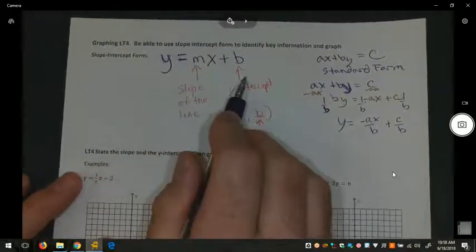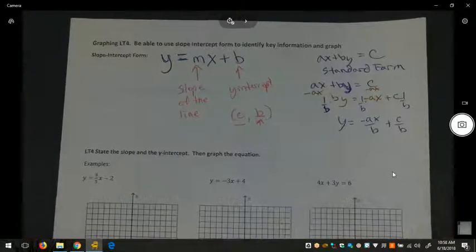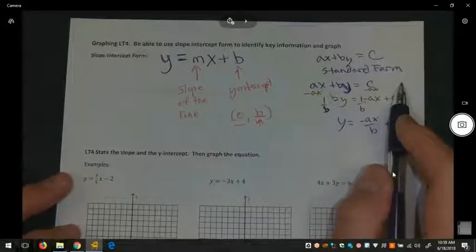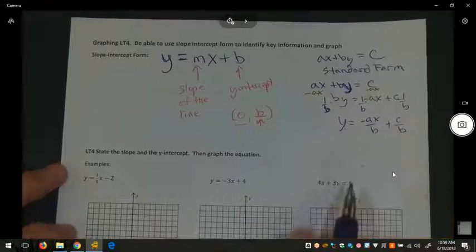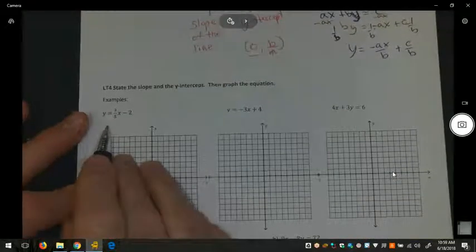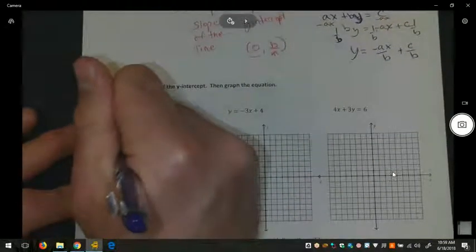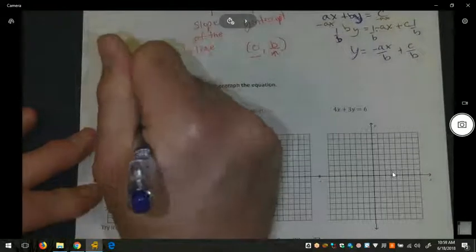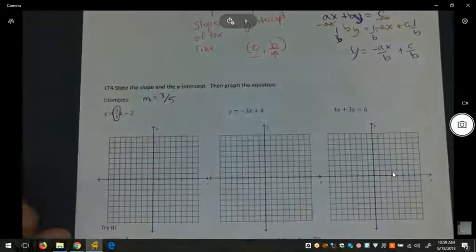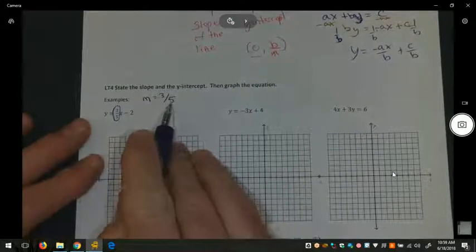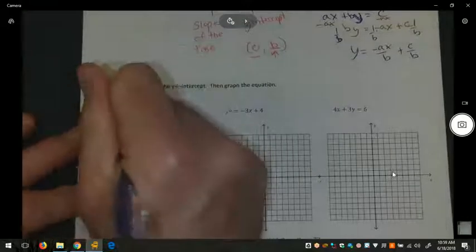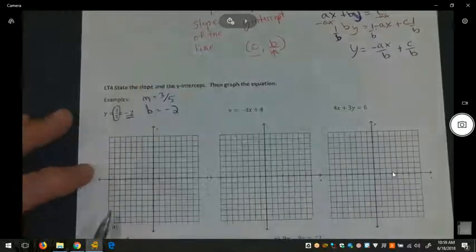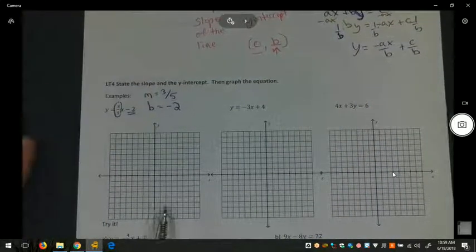If they're already in slope-intercept form, we can just state the slope and y-intercept and graph. If they are in standard form or some other form, we may need to solve for y first. Here are our examples. In this one, y is by itself, so it is in slope-intercept form. The coefficient on x is 3/5, so the slope is 3/5, a rise of 3, a run of 5. The y-intercept, or what comes after the constant, is negative 2. So I've now stated what the slope and the y-intercept are.